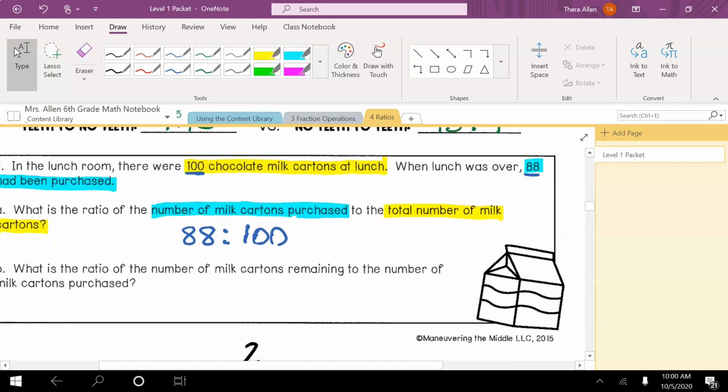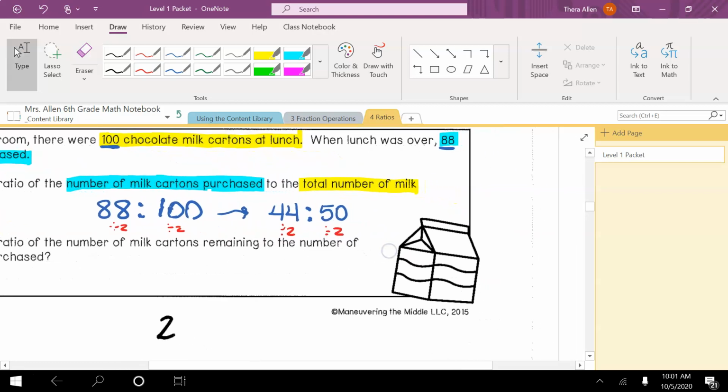All right, and we also could simplify that. We could go ahead and simplify by dividing by 2, or let's go ahead and do that. So let's divide by 2. Divide by 2, divide by 2. 88 divided by 2 is 44. 100 divided by 2 is 50. Can I simplify it more? Yes, I can. We can divide by 2, divide by 2. Remember, if you're not sure, even numbers can always be divided by 2. Now I'm going to have 44 divided by 2 is 22. 50 divided by 2 is 25. And there is our simplified ratio.